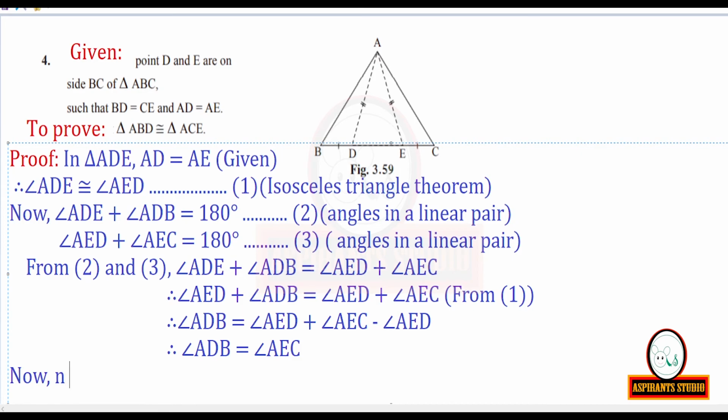Now take triangle ADB and triangle AEC. We have to show that they are congruent. We have to prove that they are congruent. So in triangle ADB and triangle AEC, segment AD is congruent to segment AE is given. In the question it is given. Segment AD is congruent to segment AE. Look at the figure.